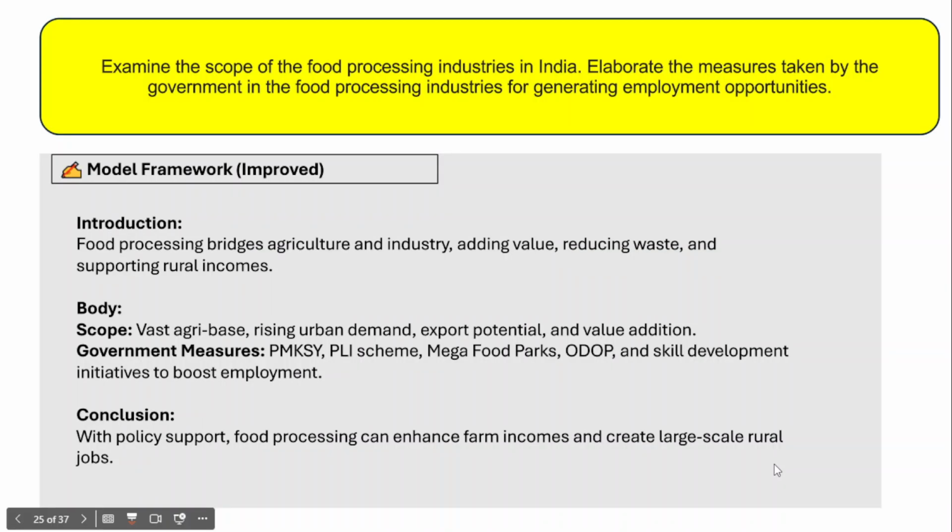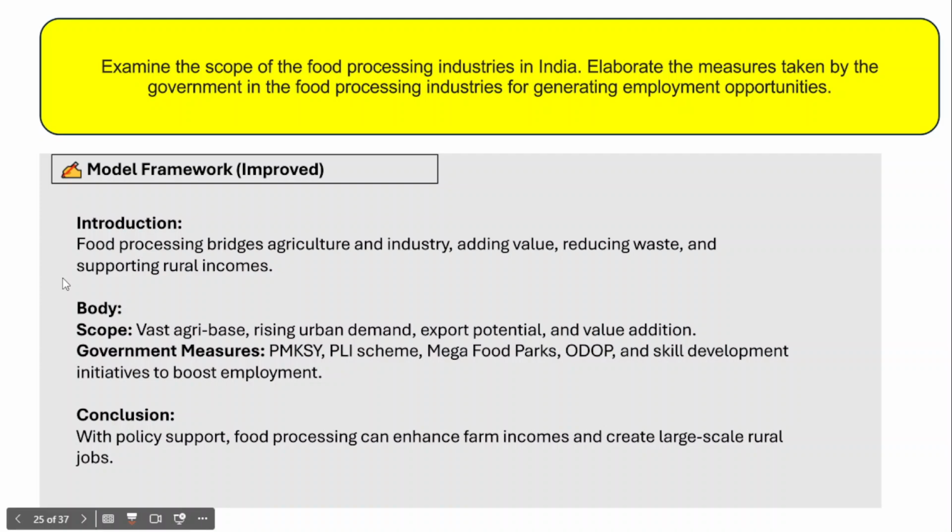And then we'll be discussing another very important question, and this question is about the food processing industries in India. So examine the scope of food processing industries in India, and elaborate the measures taken by the government in the food processing industries for generating employment opportunities? Again, this question has two important parts, and in the introduction of this answer, you simply mention the contribution made by the food processing industries to India's economy.